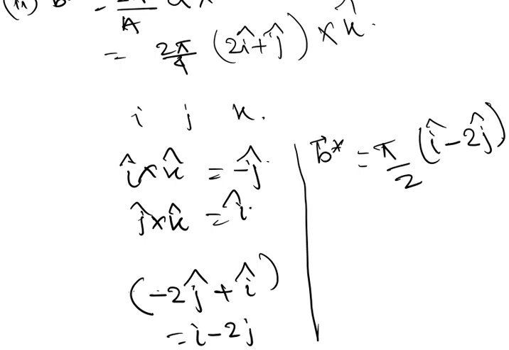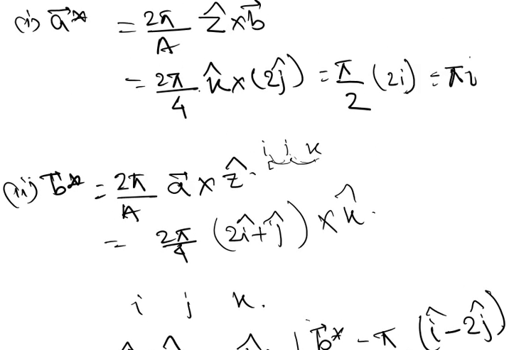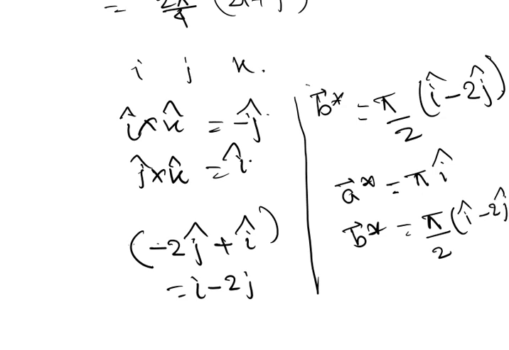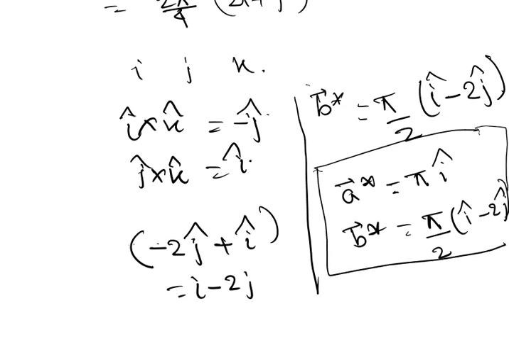So we have got these two vectors: a star is pi i cap, and the reciprocal vector for b is pi by 2 times (i cap minus 2j cap). Hope the solution is clear to everyone. So thanks a lot.